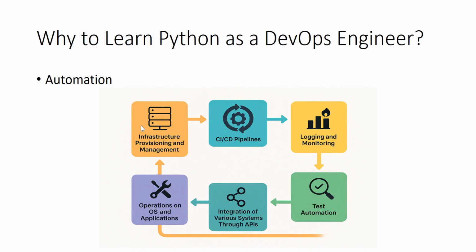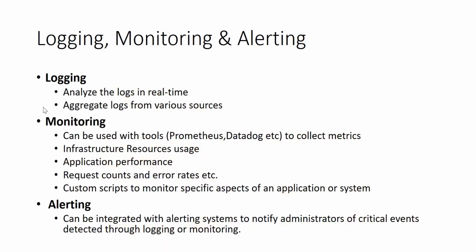We have another important function, logging and monitoring in DevOps. Python can play a crucial role in logging and monitoring of infrastructure as well as applications. In terms of logging, we can write Python scripts through which we can search the required strings in the logs so that we can analyze them in real time.